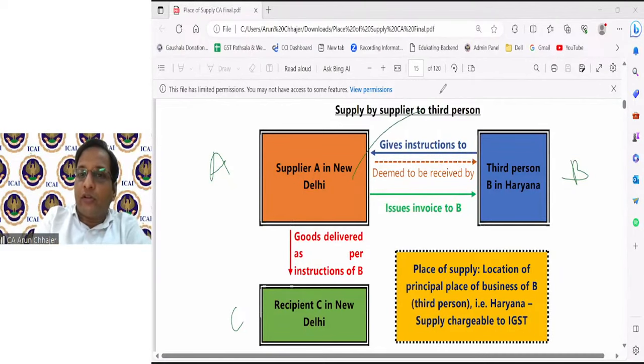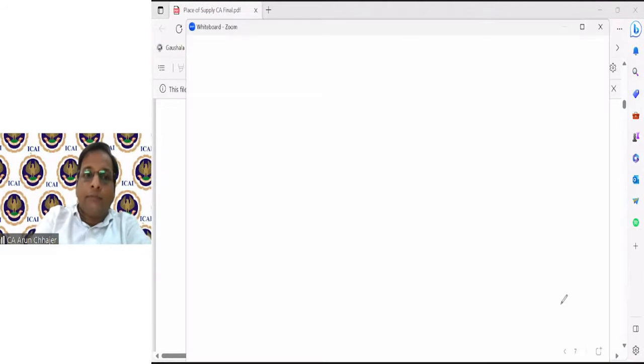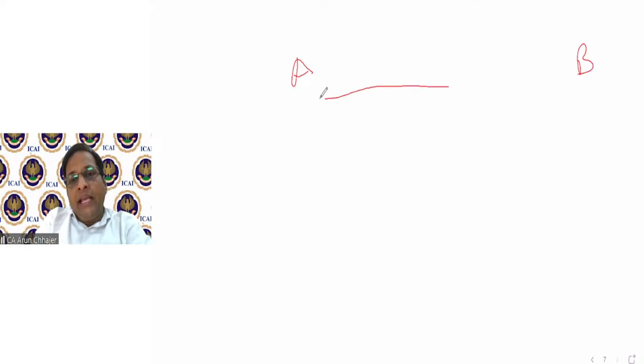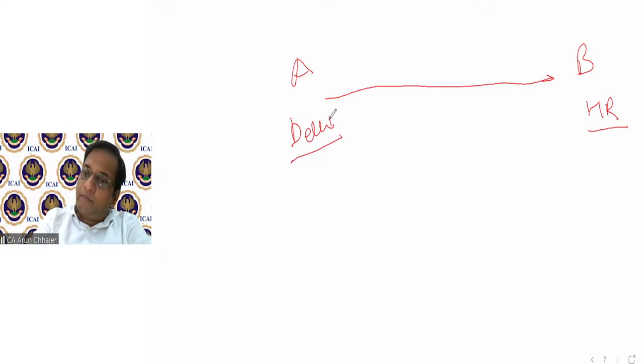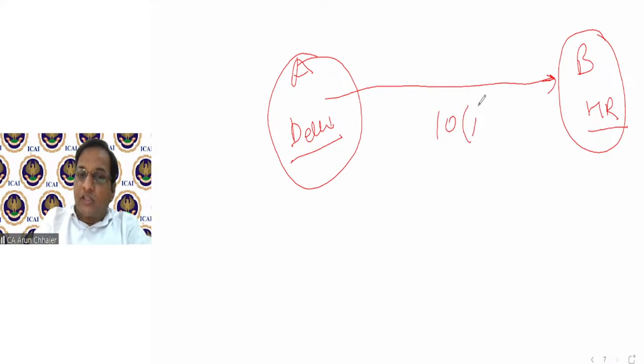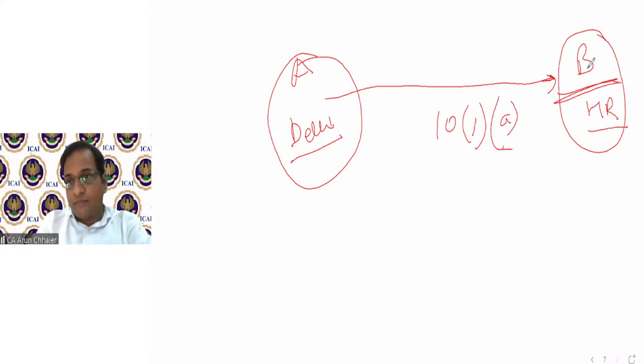A is billing the goods. I am sharing my particular whiteboard. A, B, and C. So assume first there are two parties, A and B. A from Delhi and B from Haryana. A has raised the tax invoice on B and also he has delivered the goods at B's location. So the basic principle, subsection 1, clause A says that the location where the goods delivery terminates to the recipient. So that location would be Haryana.